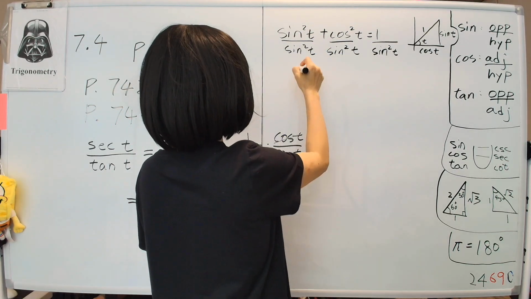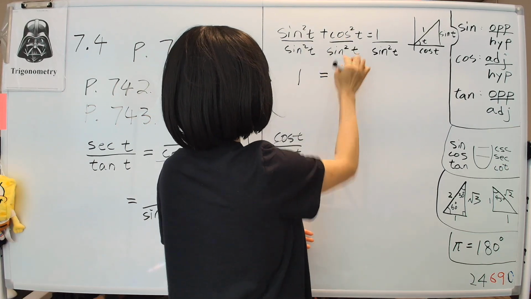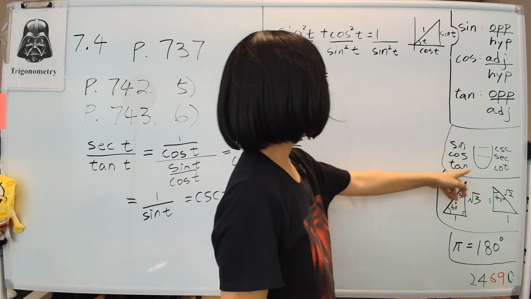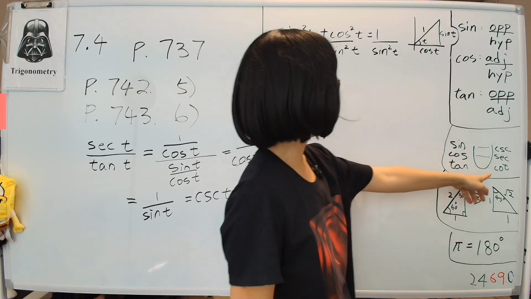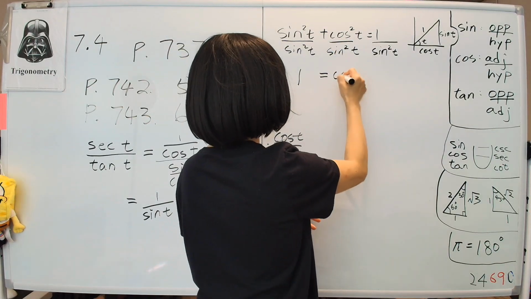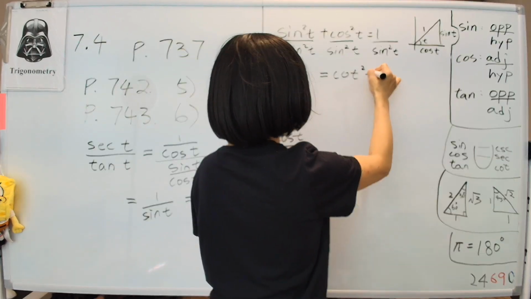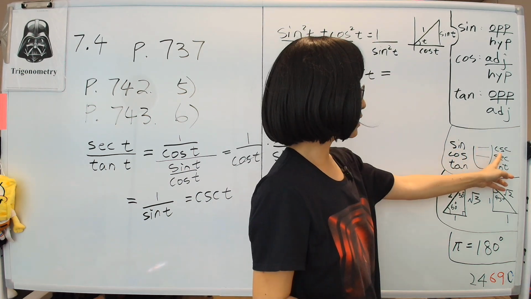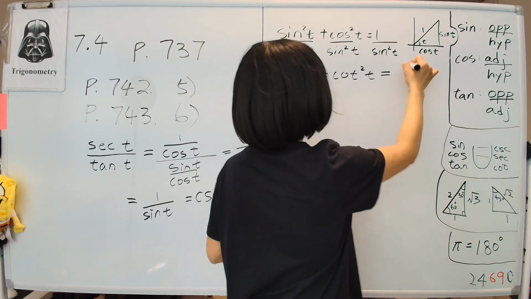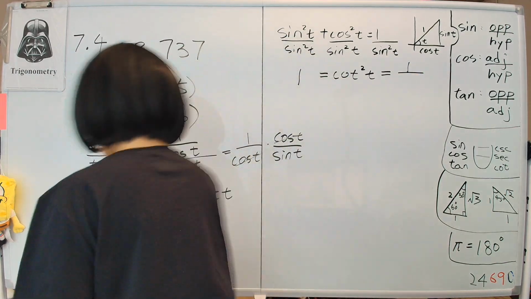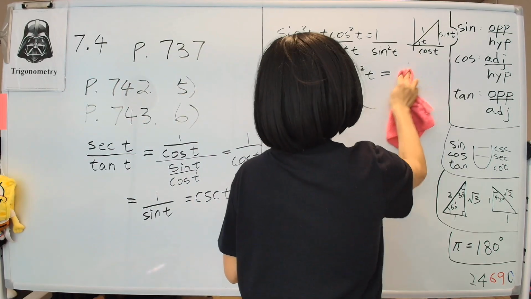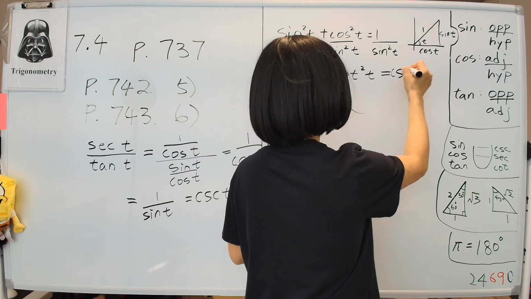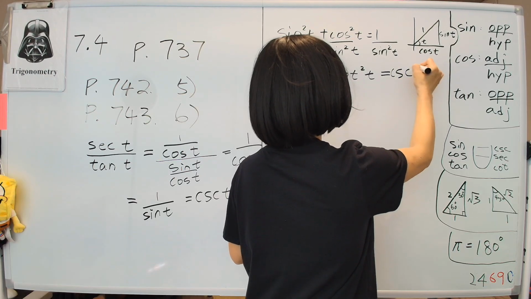Then this becomes 1, okay? And then this is cosine over sine. Now cosine over sine, tangent is sine over cosine. So cosine over sine is flipping tangent around, which is a cotangent. So this part is called cotangent squared of t. That equals 1 over sine squared. What is 1 over sine? 1 over sine is cosecant, okay? So this equals cosecant, CSC t squared, okay?